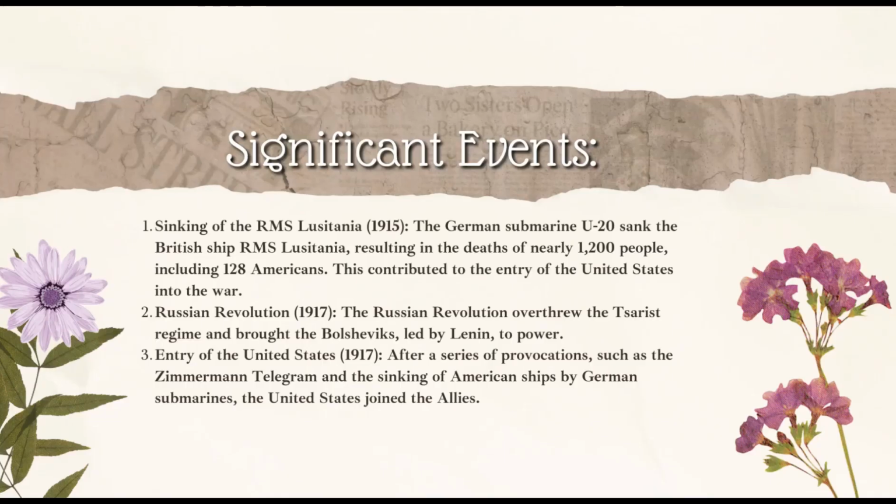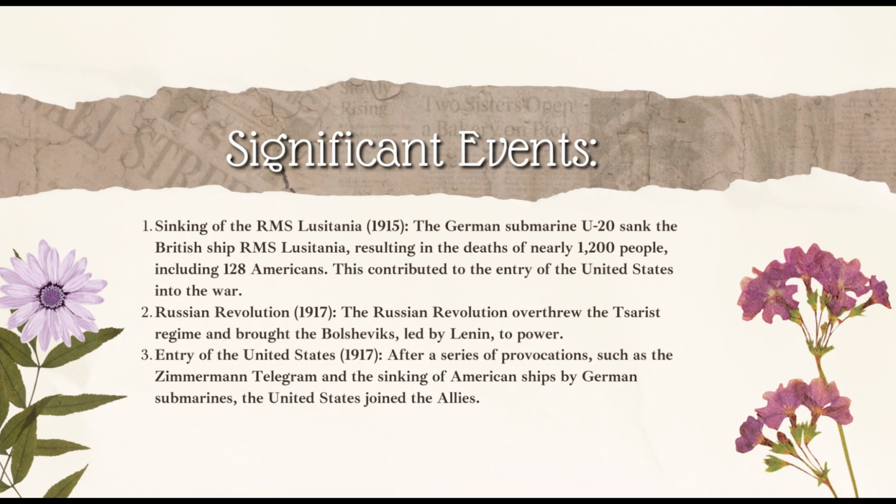Significant events. 1. Sinking of the RMS Lusitania. In 1915, the German submarine U-20 sank the British ship RMS Lusitania, resulting in the deaths of nearly 1,200 people, including 128 Americans. This contributed to the entry of the United States into the war. 2. Russian Revolution. In 1917, the Russian Revolution overthrew the Tsarist regime and brought the Bolsheviks, led by Lenin, to power.